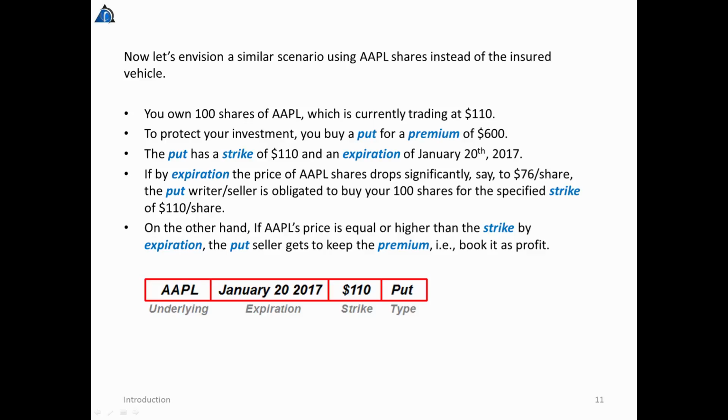Now, what would happen to the premium should no accident occur? Well, the seller books the premium as profit, just like the insurance company booked your premium as profit. They didn't have to pay for any accident because no accident took place.